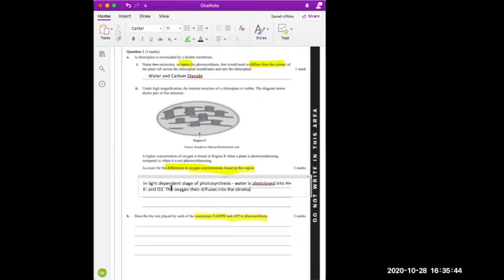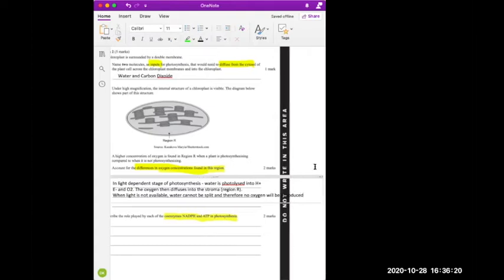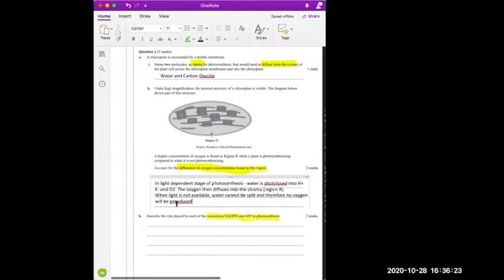So you need photosynthesis to be happening, where you need access to light, for oxygen to be present within the stroma. Or you can say region R. So basically, that's your one mark. The second mark is accounting for the difference, right? So when light is not available, water cannot be split, and therefore no oxygen will be produced, and therefore nothing can enter the stroma.